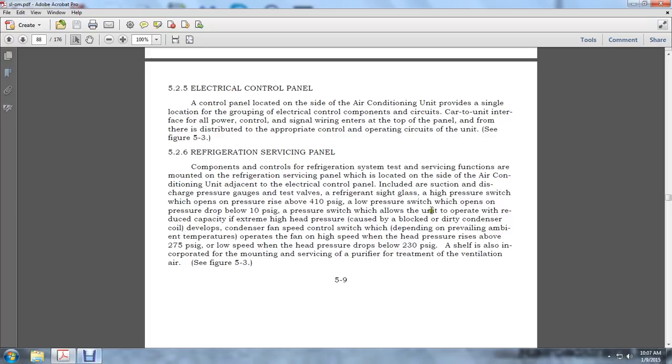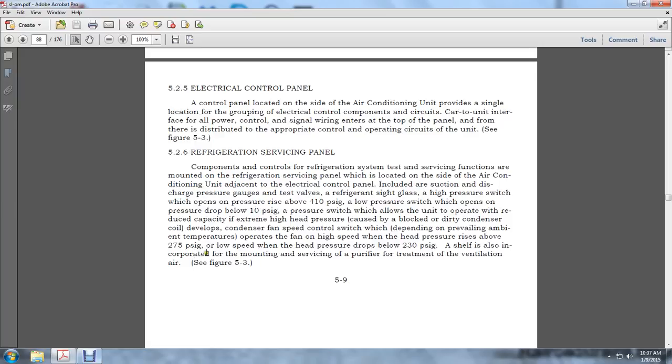It is caused by a blocked or dirty condenser. Condenser fan speed controls, depending on the prevailing ambient temperature, operate the fan on high speed when the high pressure rises above 275 psi, and on lower speed when the head pressure drops below 230 psig.